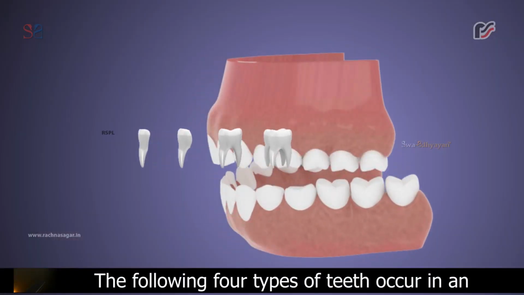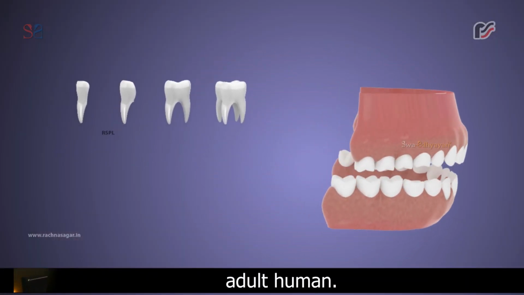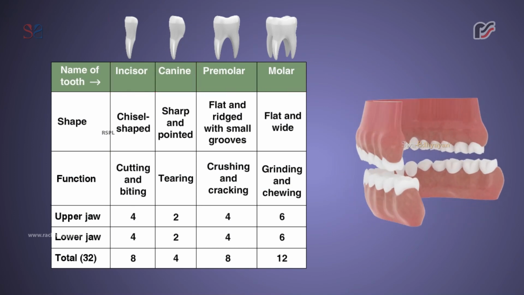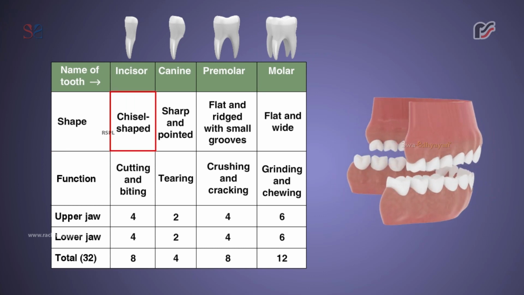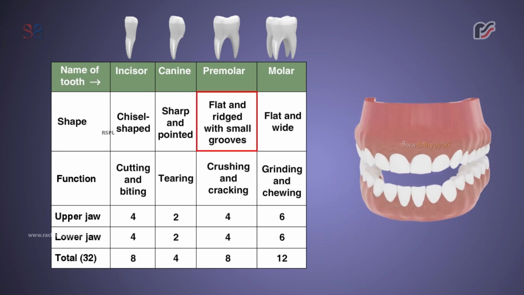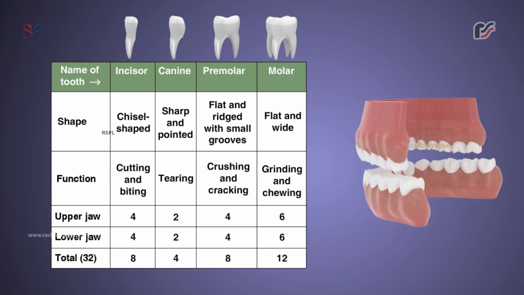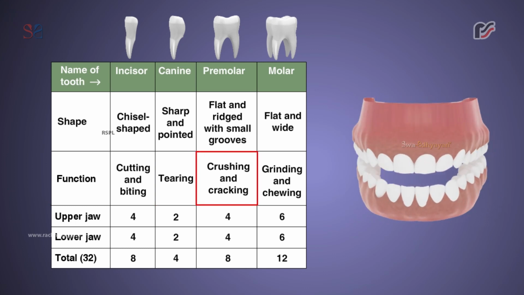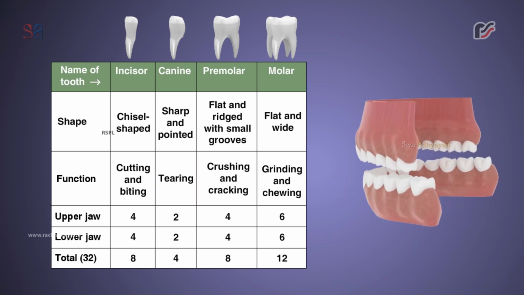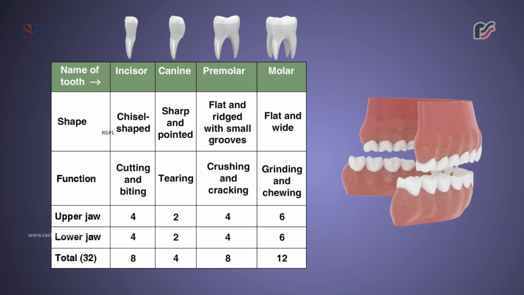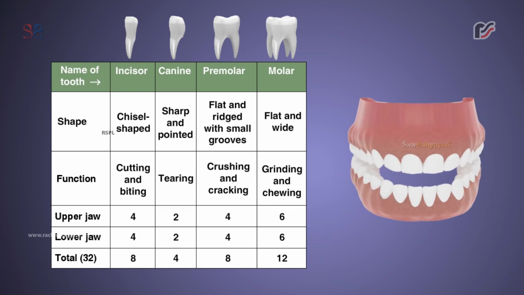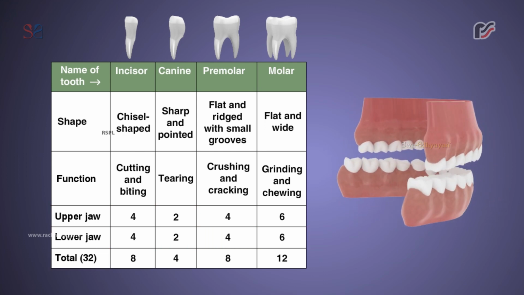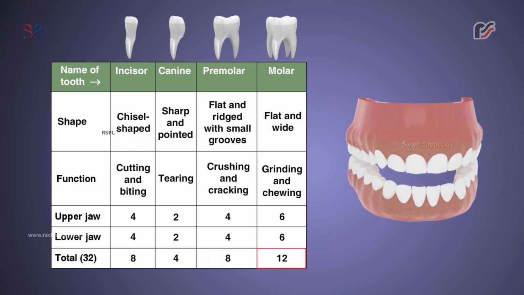Types of teeth. The following 4 types of teeth occur in an adult human. Name of tooth: incisor, canine, premolar, molar. Shape: chisel shaped, sharp and pointed, flat and ridged with small grooves, flat and wide. Function: cutting and biting, tearing, crushing and cracking, grinding and chewing. Upper jaw: 4, 2, 4, 6. Lower jaw: 4, 2, 4, 6. Total 32: 8, 4, 8, 12.